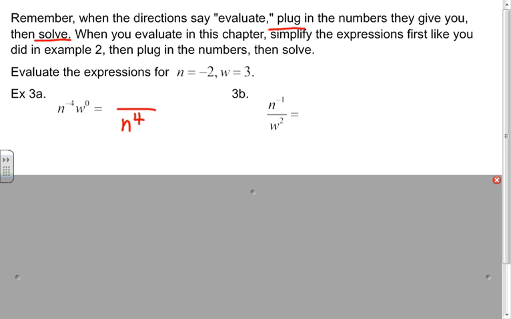W to the 0. What's anything to the 0 power? Anything to the 0 power is 1. The W is on top, so the 1 stays on top. My answer is 1 over n to the 4th. Now I need to evaluate, so I have to plug in my n equals -2.